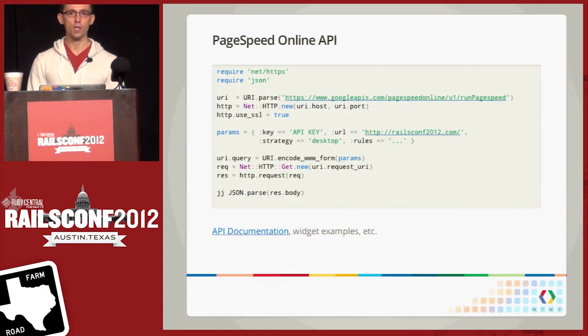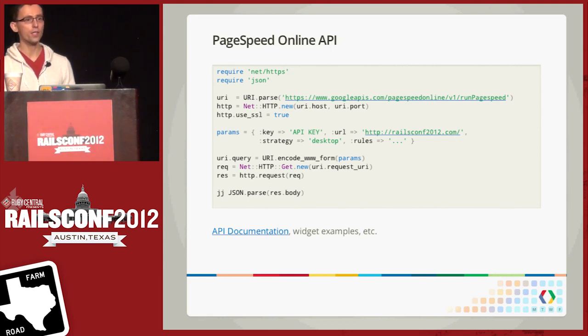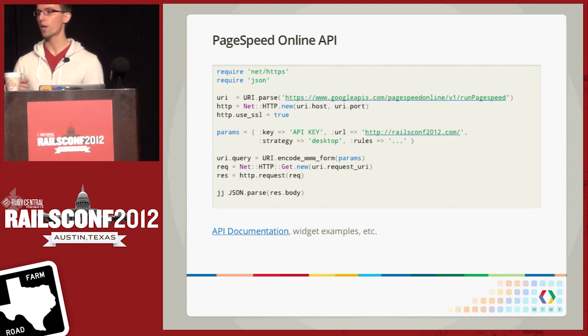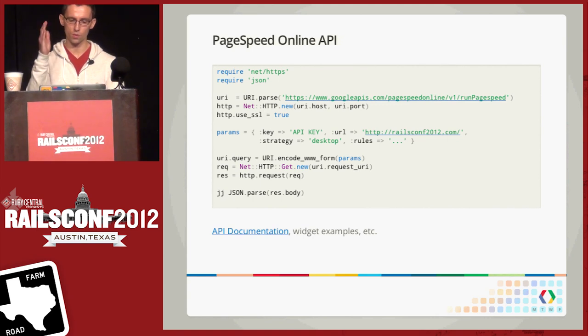PageSpeed Online also has an API, so you can easily automate this and run this periodically or for specific pages. You can set different strategies, things like, hey, I'm actually interested in optimizations for a mobile experience, so we have some different rules for mobile as opposed to desktop. You can tell it to run specific rules, so don't run the whole battery of 50 plus rules, just run this one specific one. And it's all available there via JSON. You just need to get an API key and go nuts. Build widgets, all kinds of stuff.